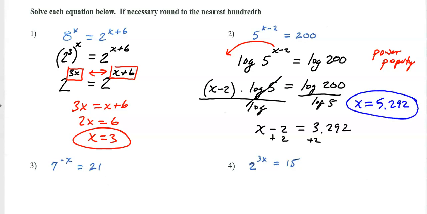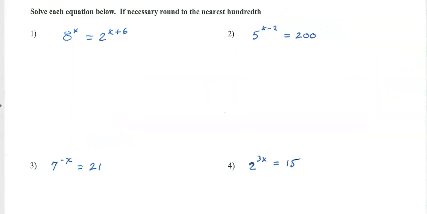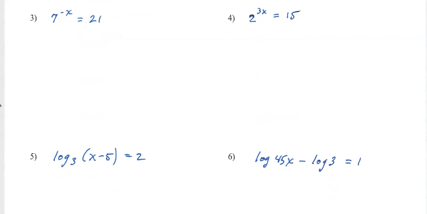Now the nice thing is, if you want to know if you did it right, you can always take that answer, plug it in for x, and work it out to see if it actually comes out to be 200, or really close to it, because you rounded it. It may not be 200 perfectly.